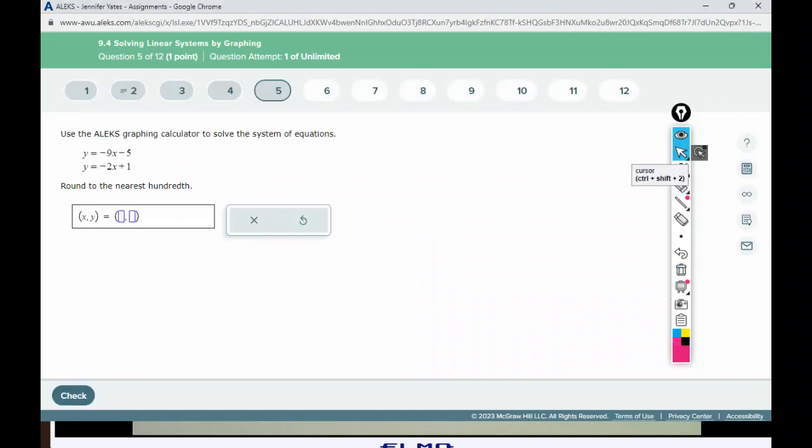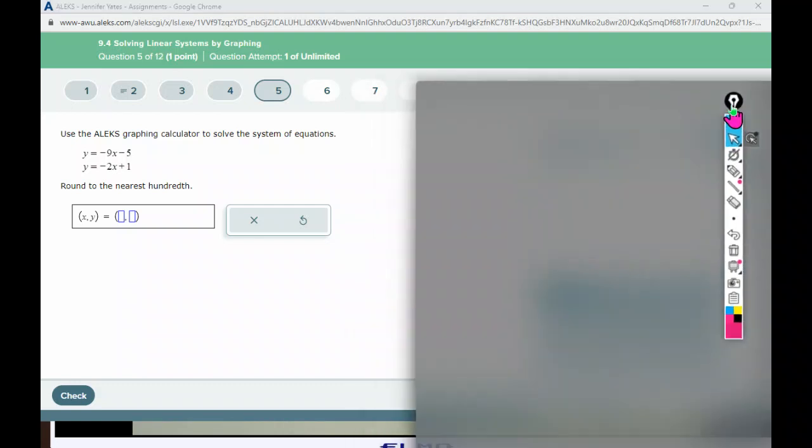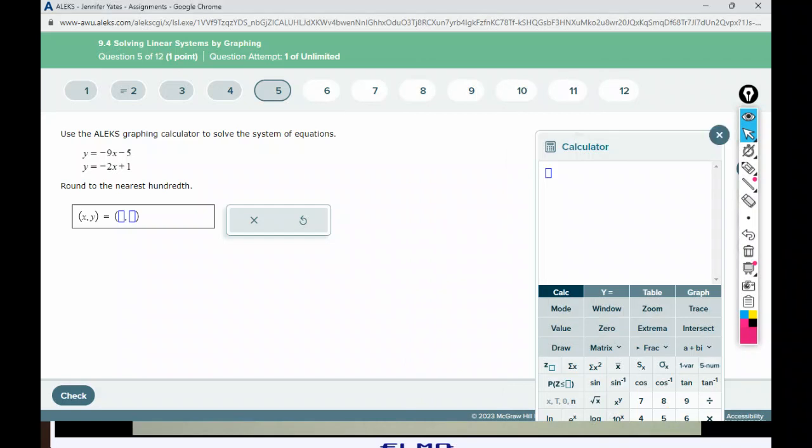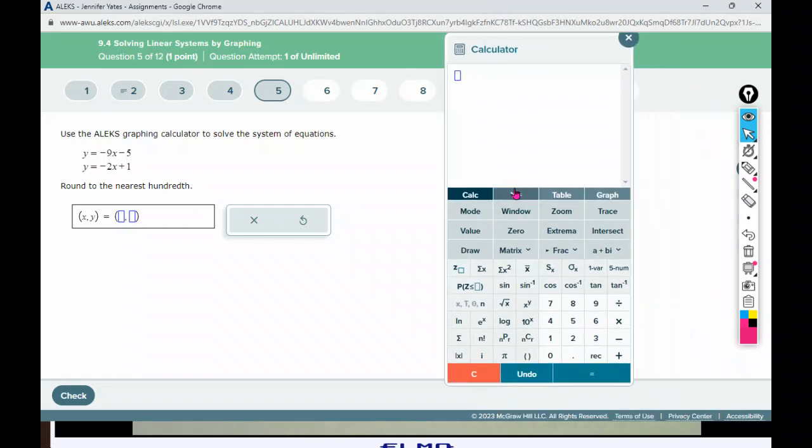5. This is where it's going to have us use the graphing calculator. So I needed to show you how to do this. Okay. Grab your calculator over here. I wish I could move this over. I'm going to have to use my mouse. Okay, we're going to go to y equals. You have 2 equations right here.